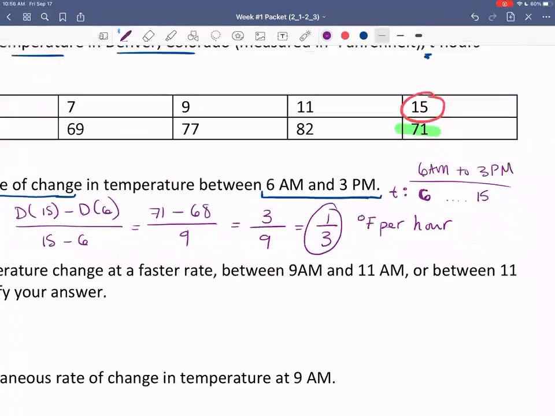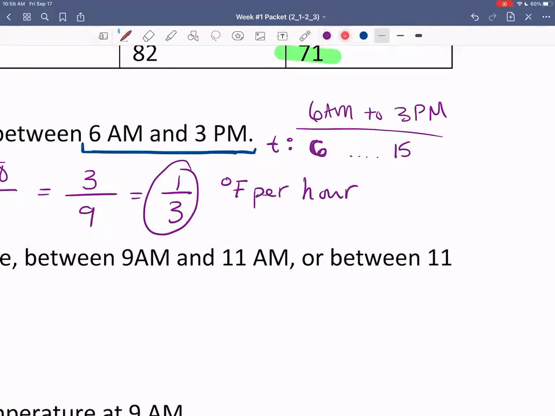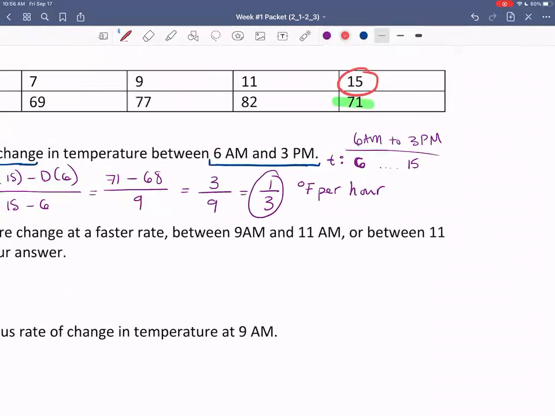So then if we want to make sense of what this measures or what this means, we'd say that the average temperature change is 1/3 of a degree per hour. The average rate of temp change per hour in Denver, Colorado is 1/3 degree per hour.